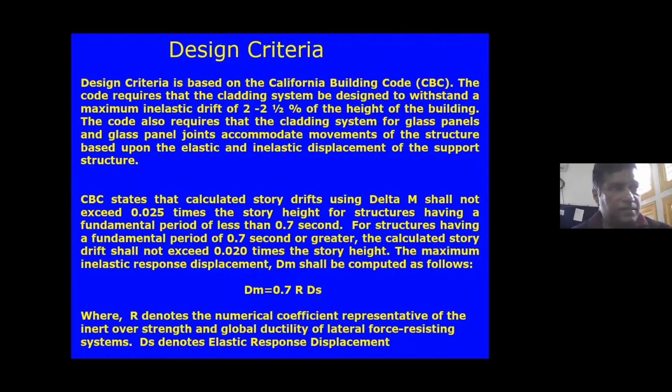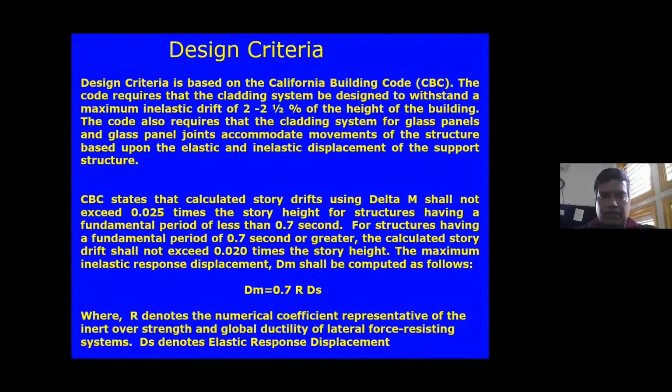So then there was a committee set up in California to come up with a criteria to ensure that the glass and the glazing system during an earthquake should be designed in such a way to accommodate this kind of drift that happens in a major earthquake. So they came up with the criteria. So this is the design criteria per the code in 2000 in California Building Code, and I assume it is still the same.